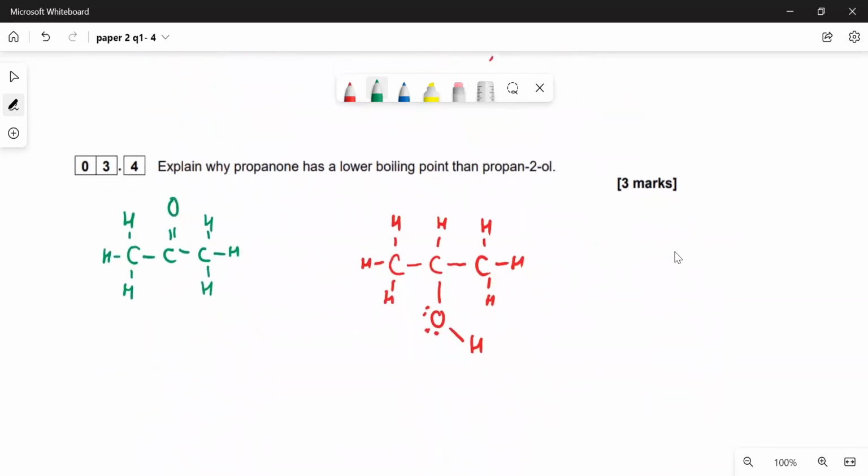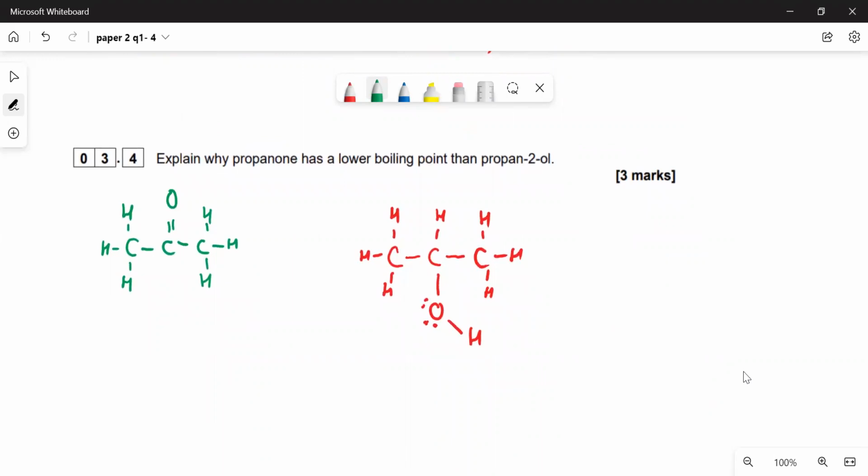Explain why propanone has a lower boiling point than propan-2-ol. This is all, of course, down to the intermolecular forces, and you can see that here, this hydrogen on propan-2-ol is going to be very delta positive because it's attached to electronegative oxygen. So that can form hydrogen bonds to the OH group on another propan-2-ol molecule. So you can get hydrogen bonds in that, which you need to say are the strongest intermolecular forces.